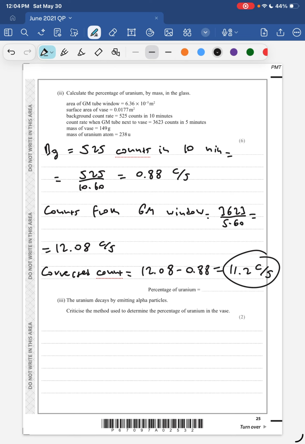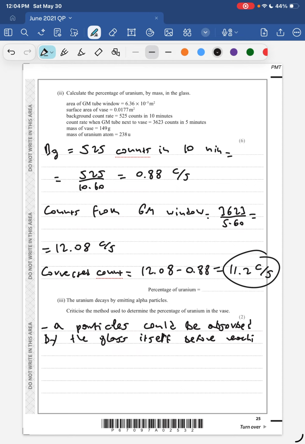Okay, part 3. The uranium decays by emitting alpha particles. Criticize the method used to determine the percentage of uranium in the vase. So alpha particles could be absorbed by the glass itself. That's one issue with this method, before reaching the Geiger-Müller tube.